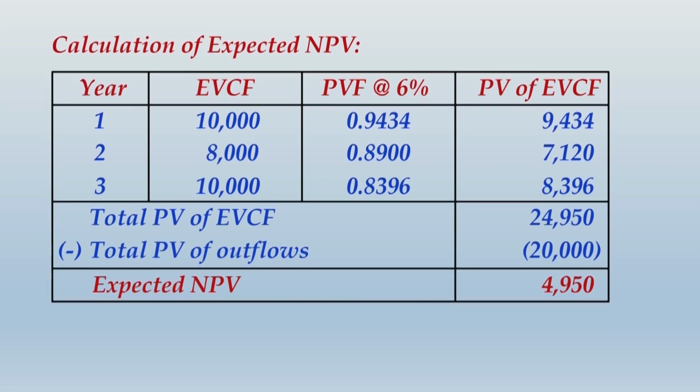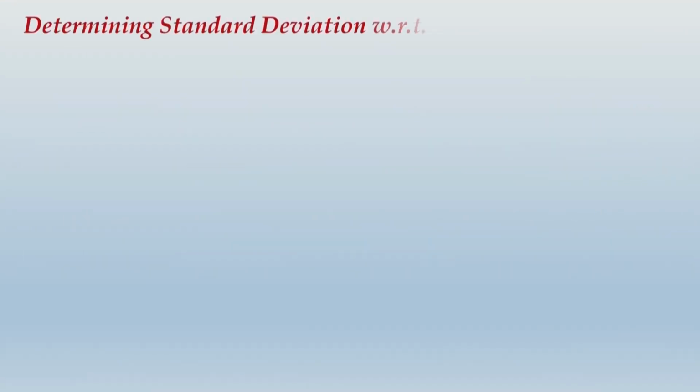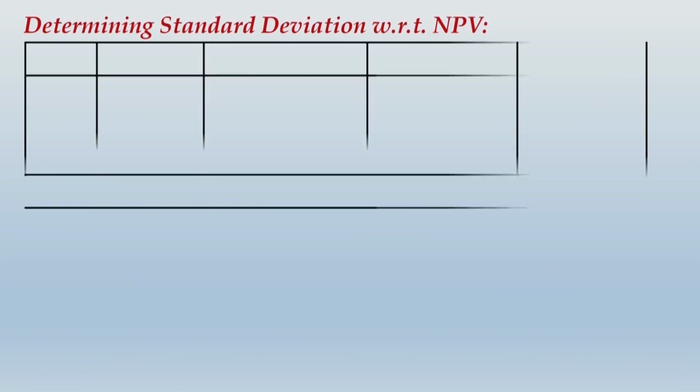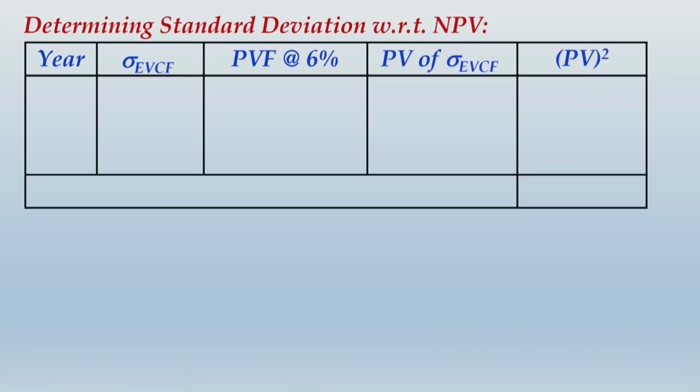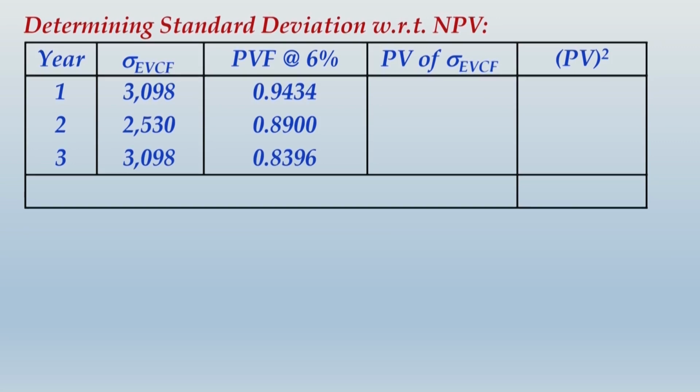Alright friends, once you have completed the computation of expected NPV, let us move to the last part of the solution, where we first determine the standard deviation with respect to NPV. Keep in mind one thing, we are applying Hiller's model over here. So we have to plot the calculations for 3 years, that is the standard deviation of EVCF for 3 years and PV factors at 6% for 3 years. Then we compute the present value of the standard deviation with respect to EVCF by applying the PV factors that we have identified.